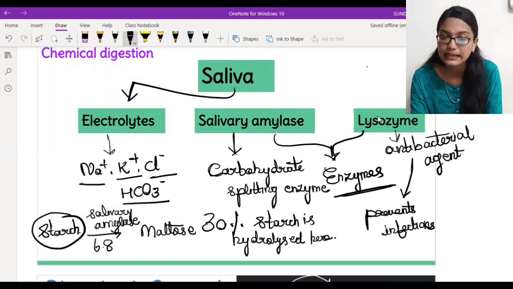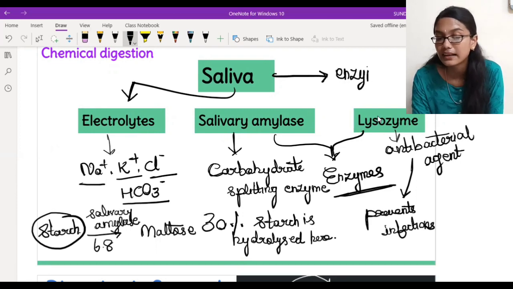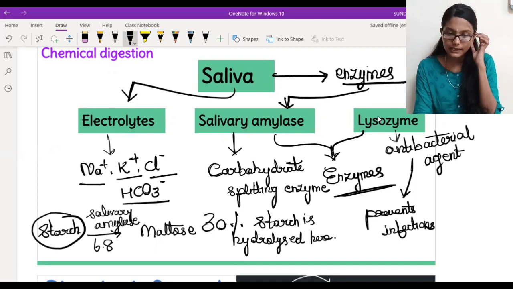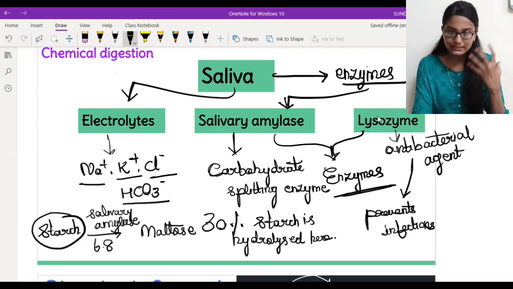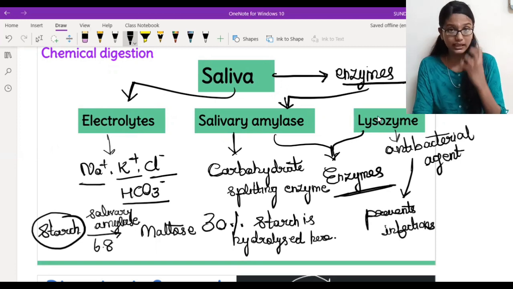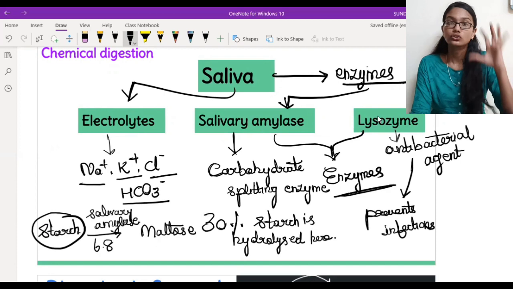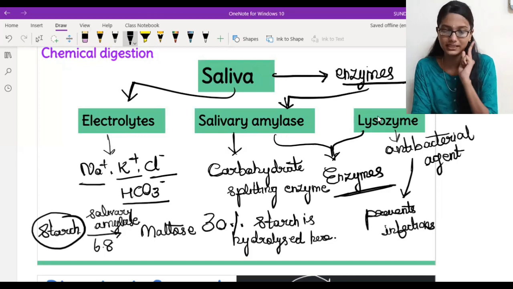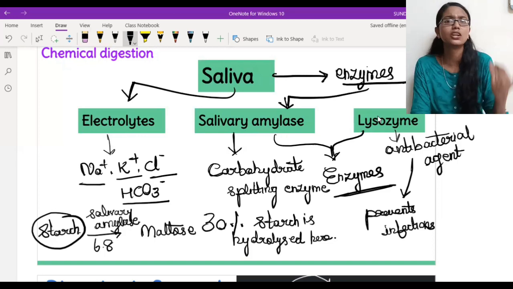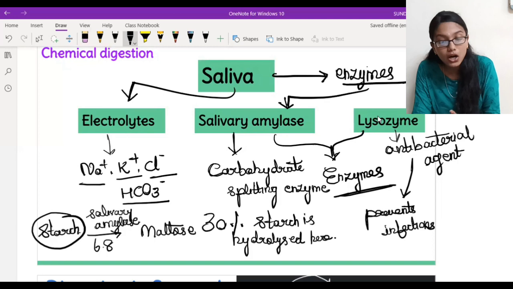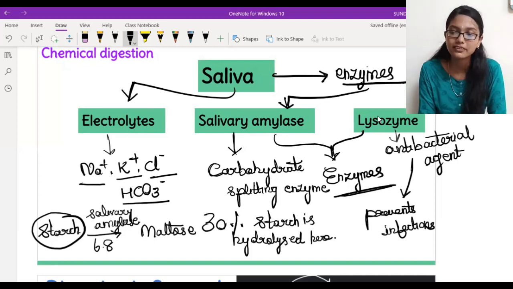It also contains some very important enzymes. The first enzyme is salivary amylase. We can also call this enzyme a carbohydrate splitting enzyme. The food you take in also has carbohydrate in it, right? So the first process of breaking down of carbohydrates takes place in your mouth with the help of salivary amylase. Carbohydrate, we can also call it starch. A maximum of 30% starch is hydrolyzed in your mouth with the help of salivary amylase.